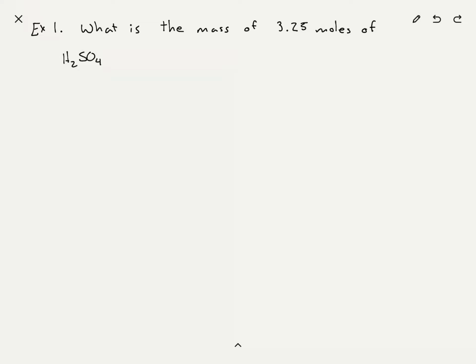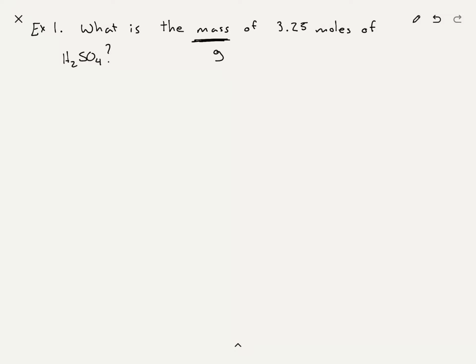Example 1. What is the mass of 3.25 moles of H2SO4? Question. So we have to identify what steps we're going to take to solve this. So first we need to find the mass. So that means we want our final answer to be in grams, kilograms, milligrams, some sort of measurement of mass. We're going to go with grams here because that's what is typically used in this situation. And then we've got 3.25 moles of H2SO4.